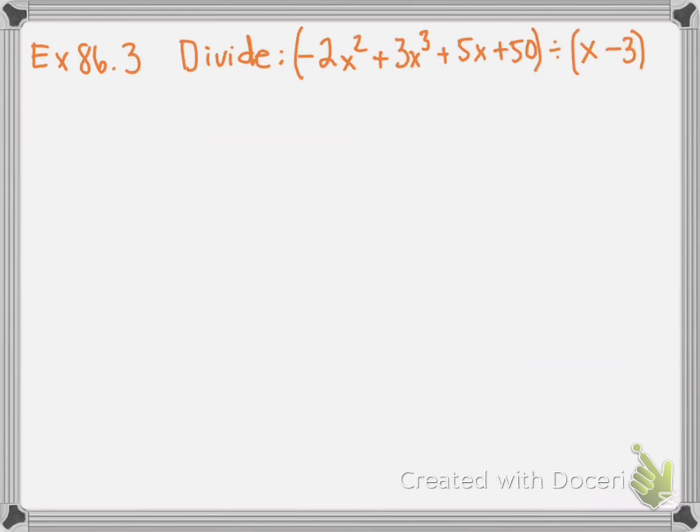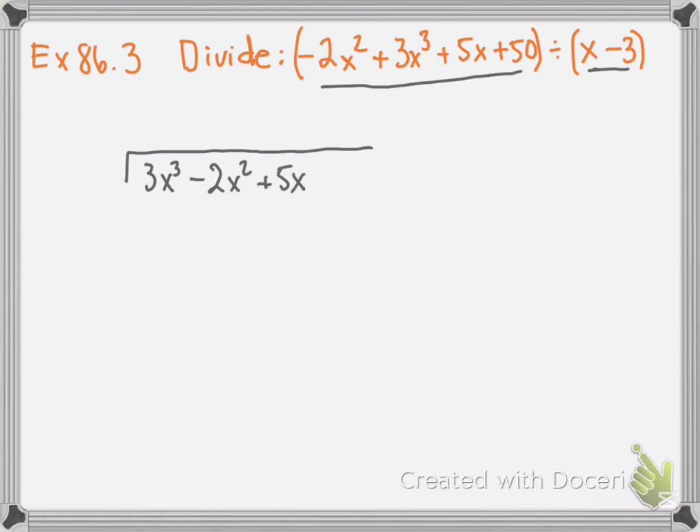So let's do this example, which is a division, a long division with polynomials. The first thing we're going to do is write these in descending order according to the exponents, and the same with the divisor. So let me put it here. We're going to start with 3x3, then we're going to have the negative 2x2, then we'll have the 5x, and then the plus 50. Notice that we have x3, x2, x1, x0. So we have them all. Now we're going to put here the divisor, which is x minus 3, and again is also in order.